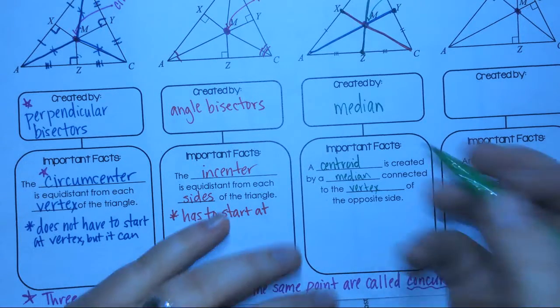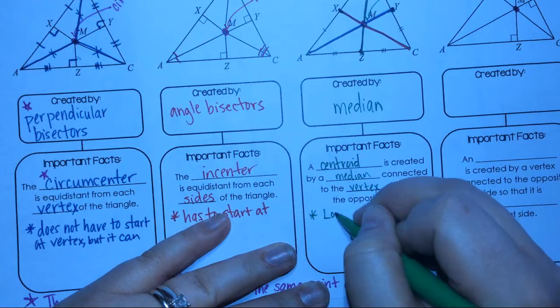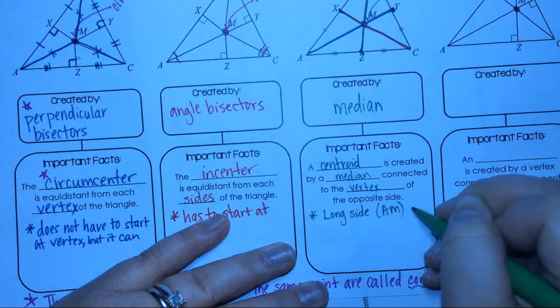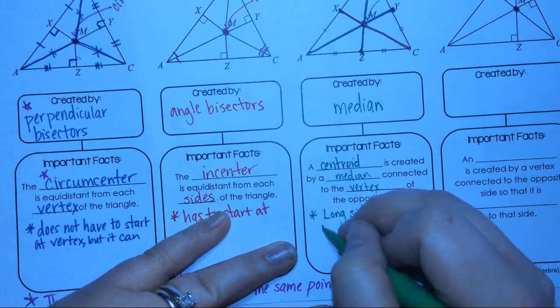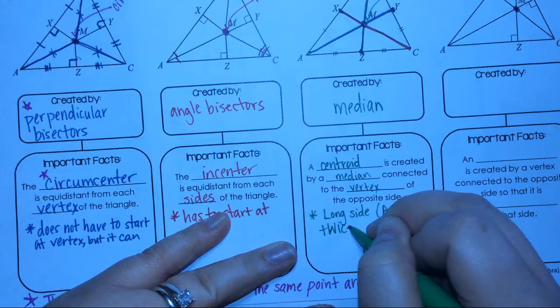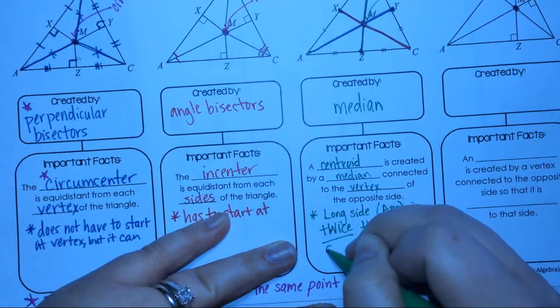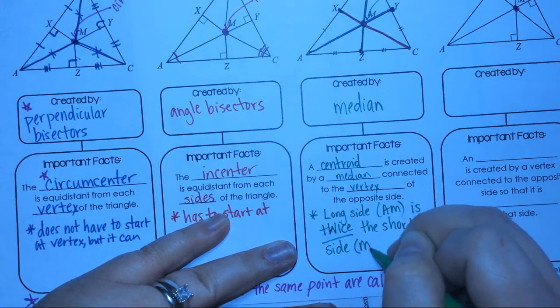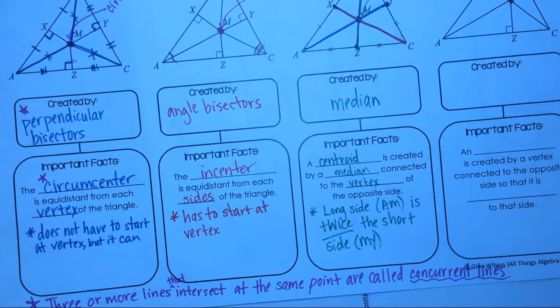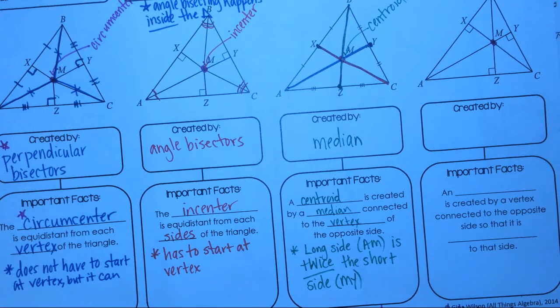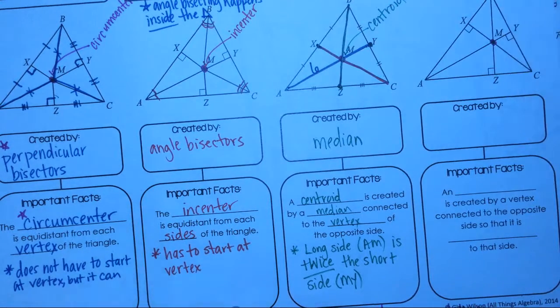The deal is that the long side, like AM, is twice the short side, like MY. So that's why you don't need to know it for our vocab test. I have seen a standardized test question on that, because they'll tell you, for instance, AM is 6, so how long is MY? Well, it's half of that, so it's 3.